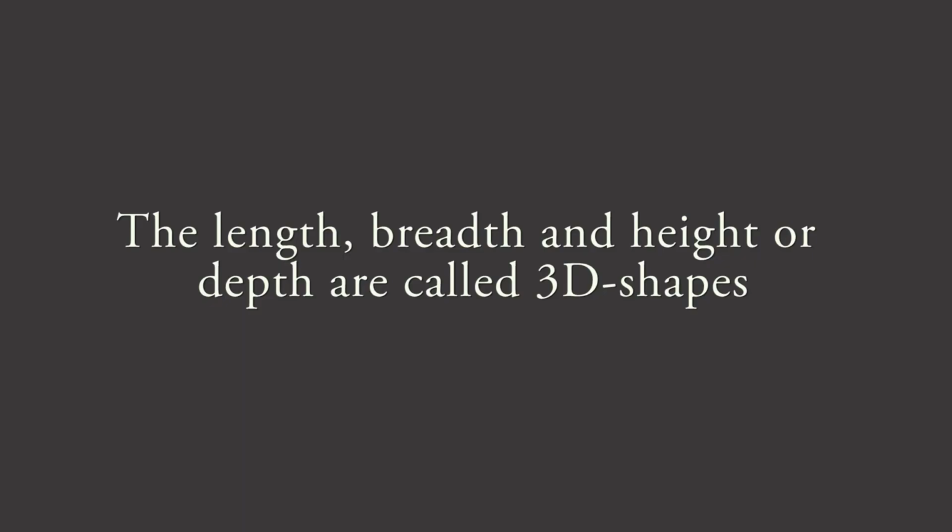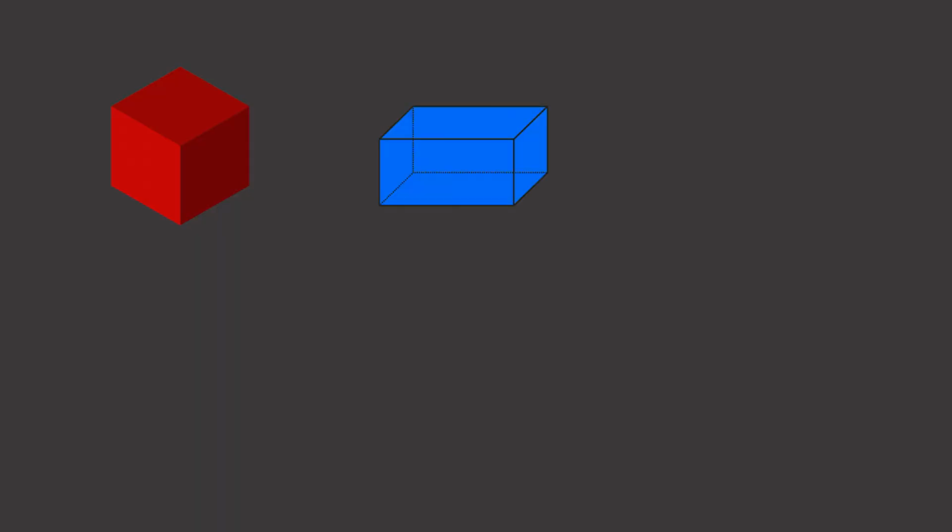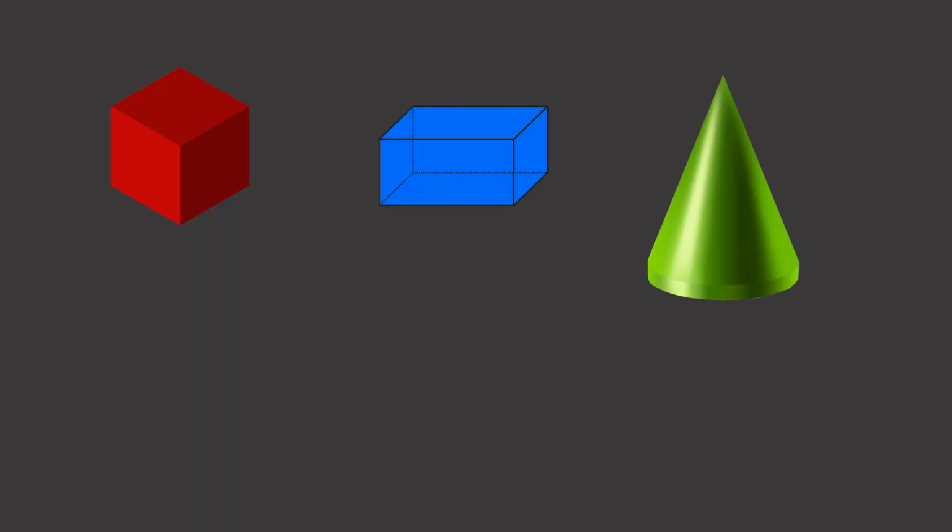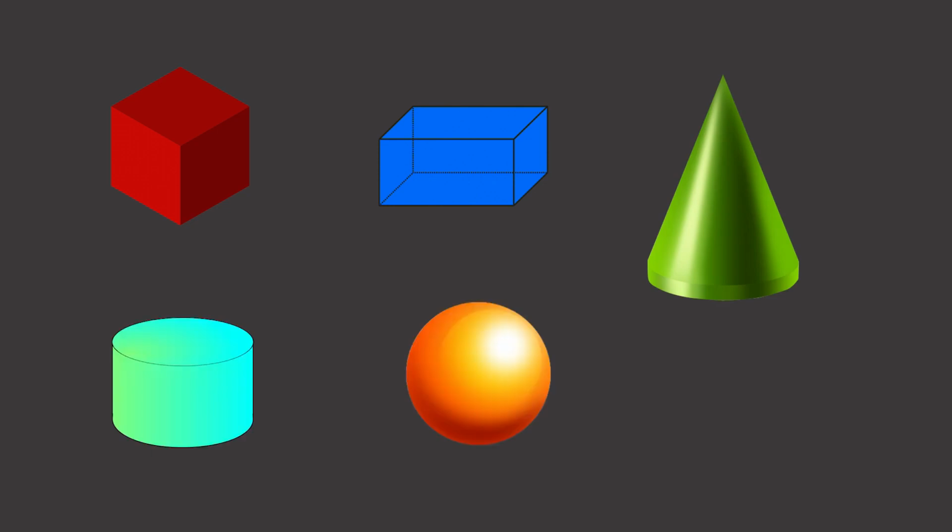3D figures or solids. Solid objects having three measures like the length, breadth, and height or depth are called 3D shapes. They also occupy space. For example, a cube, a cuboid, a cone, a cylinder, or a sphere.